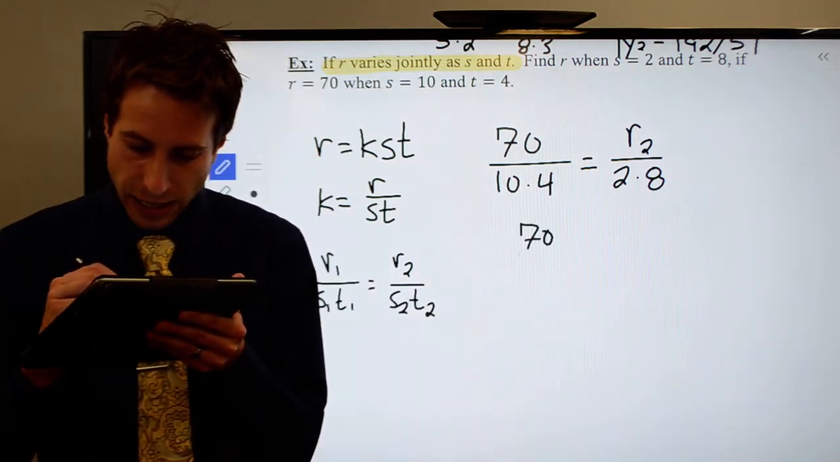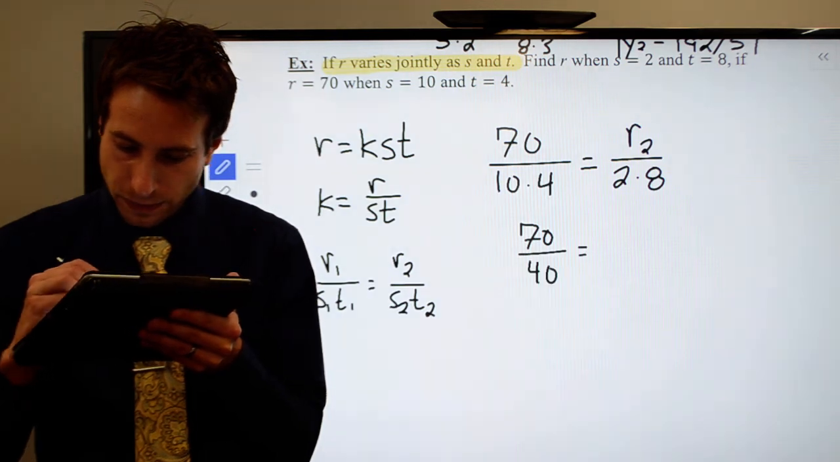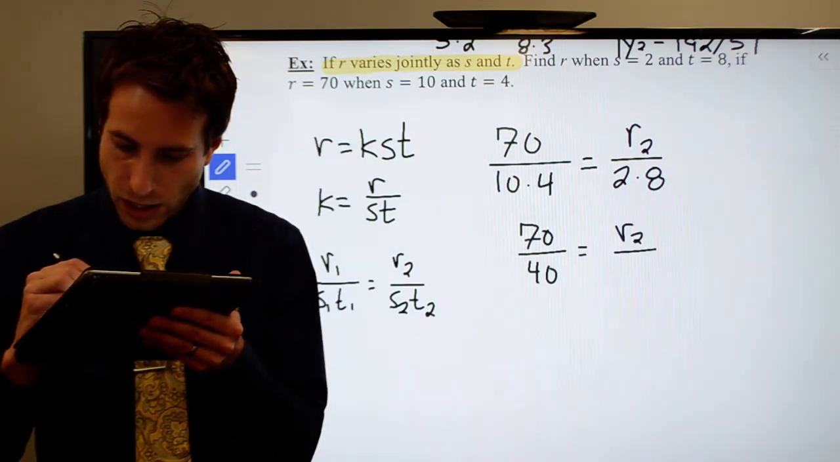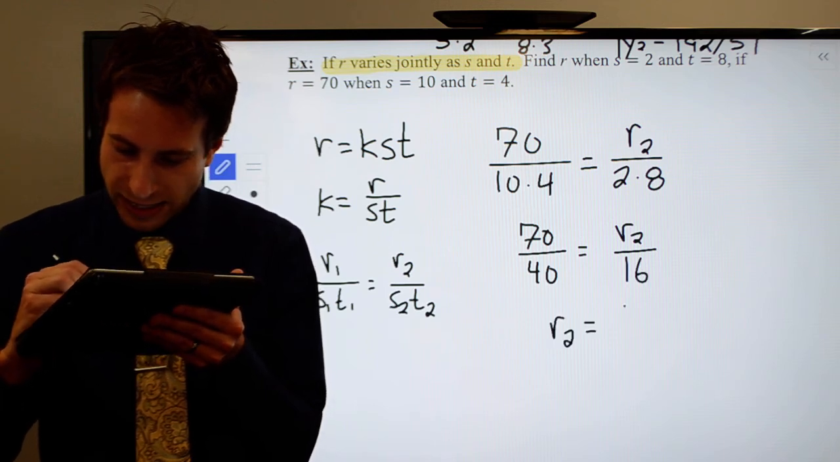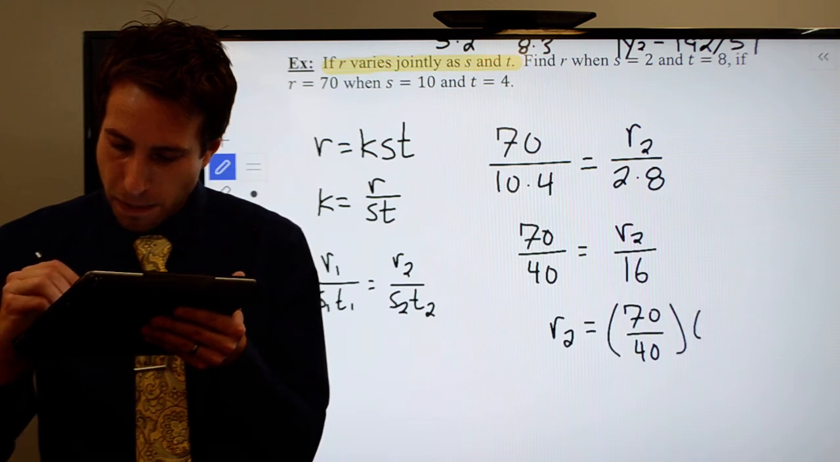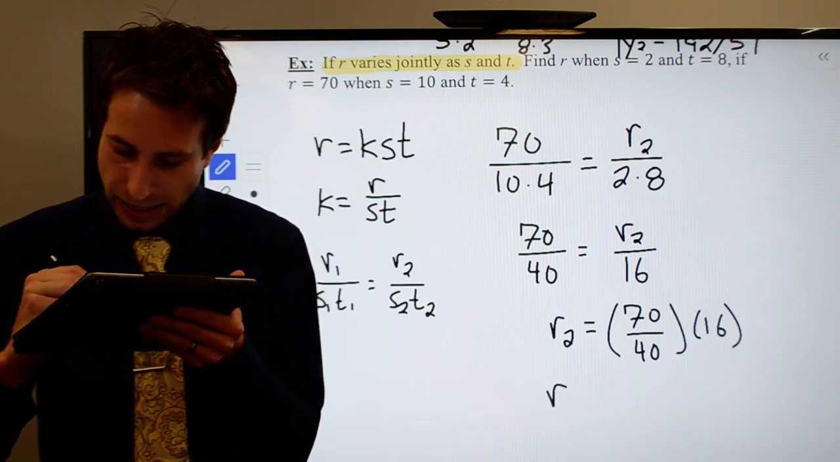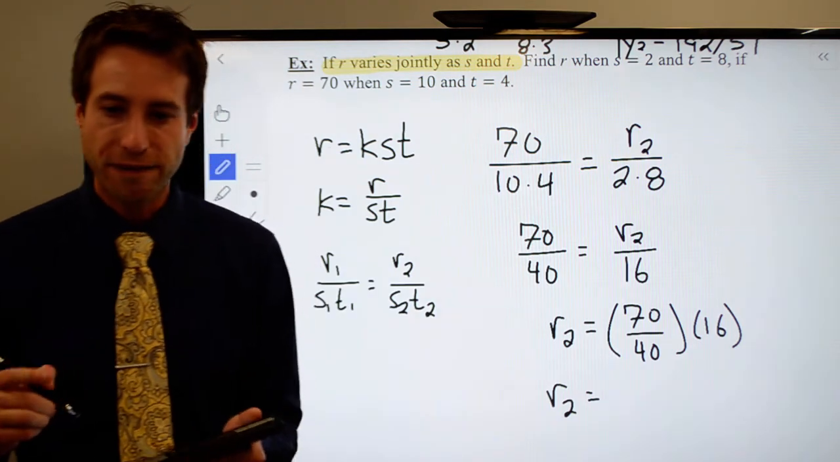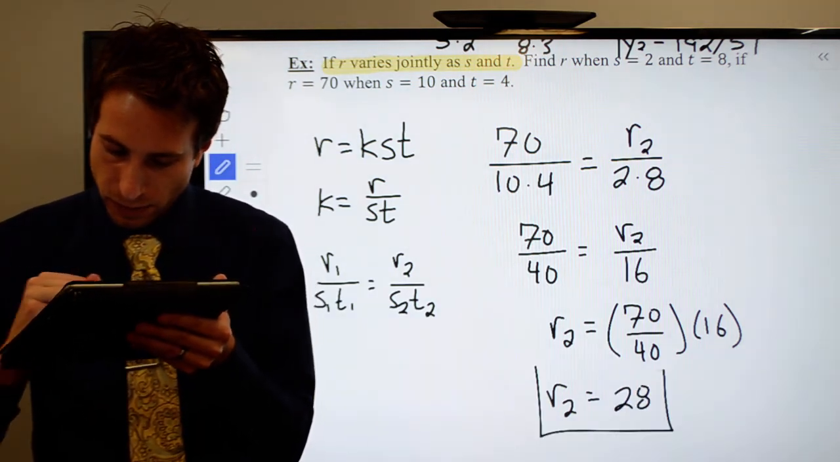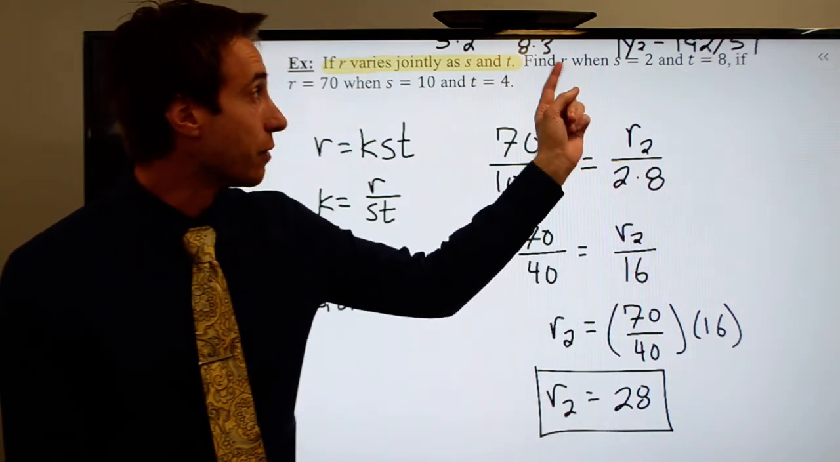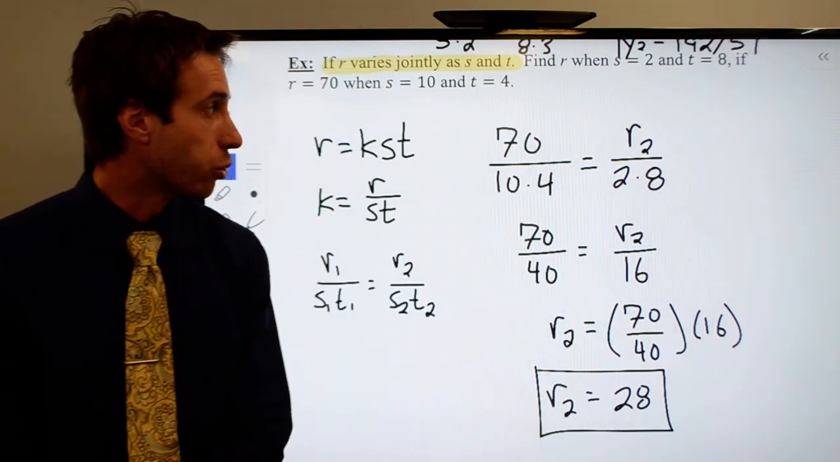I got 70 over 40 equals r2 over 2 times 8, which is 16. Solve for r2. Multiply the 16 to the other side. 70 divided by 40 multiplied by 16. Plug and chug. Don't fat finger something on your calculator. I get 28. So this value of r has to be 28.